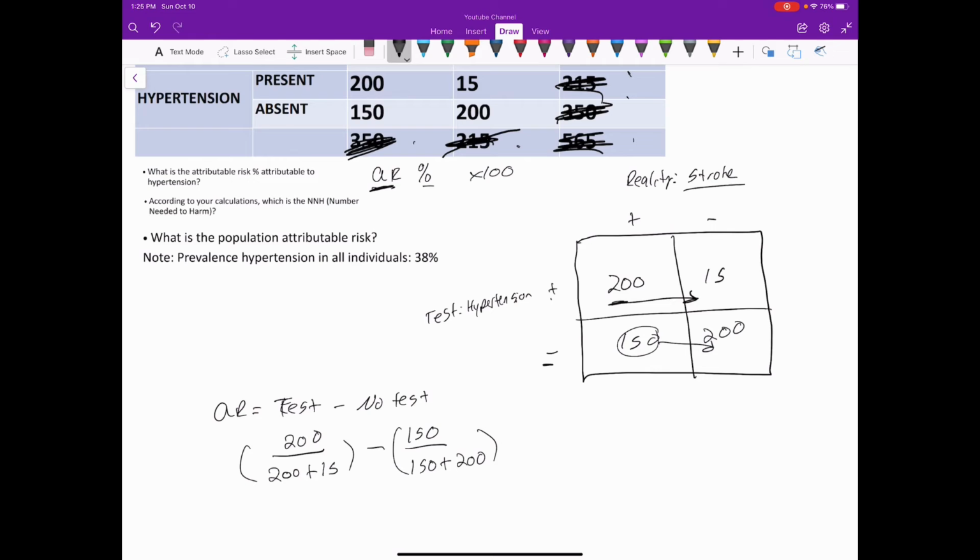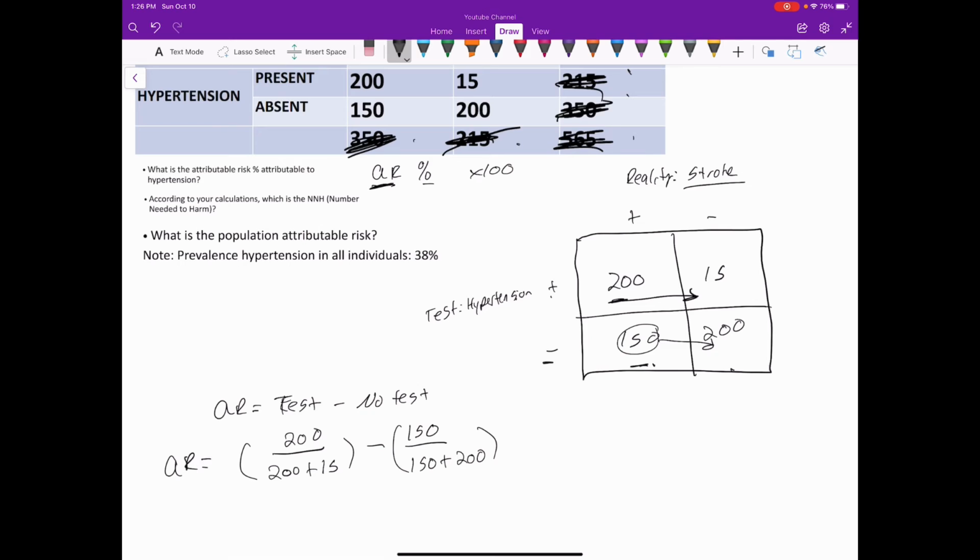And what does this mean, like the 200 over 200 plus 15? Well, they got tested, but it's whether they had it or they didn't have it. They didn't get tested, but did they have a stroke or did they not have a stroke? That's all it's testing for. All right, but that's beside the point. If you really want to learn it, it doesn't help you with the equations too much if you know how to set up this chart.